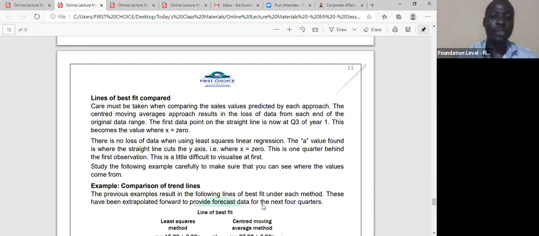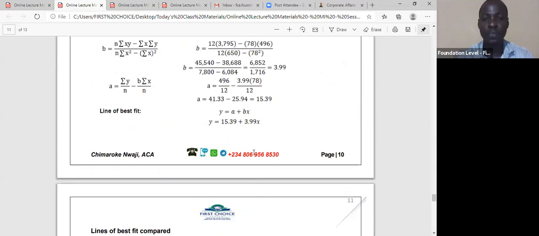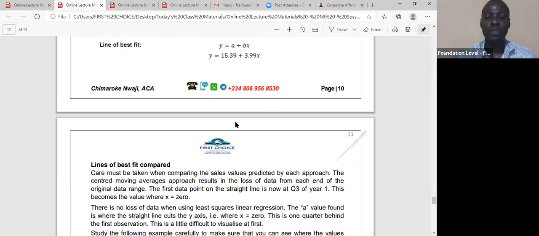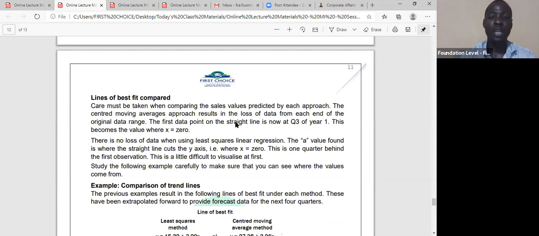In the least squares method, there is no loss of data. Everything started from quarter 1 and we ended with quarter 12. So the A value is found where the straight line cuts the y-axis at the point where x is 0. So this 15.39 is the point that cuts the y-axis where x is 0. If you do mathematics very well, you know that's the intercept.